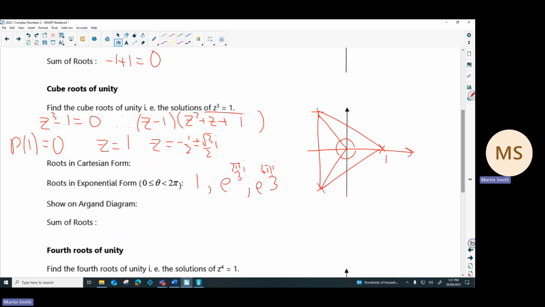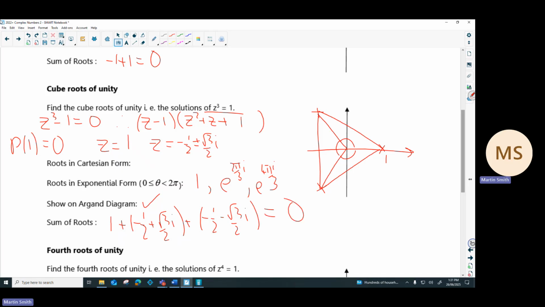So that's nice. Center is the origin. The complex number at 1 is one of the vertices, and the other vertices can be worked out geometrically. Shown on an Argand diagram, the sum of the roots is 1 plus minus a half plus root 3 over 2i plus minus a half minus root 3 over 2i. And that very conveniently adds up to zero.